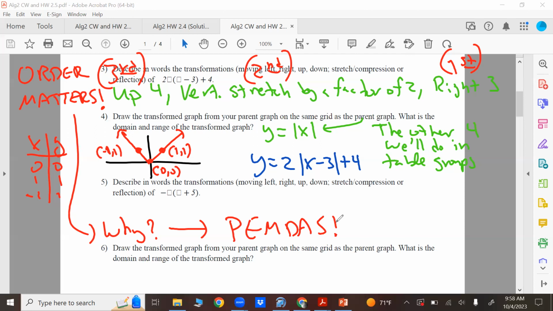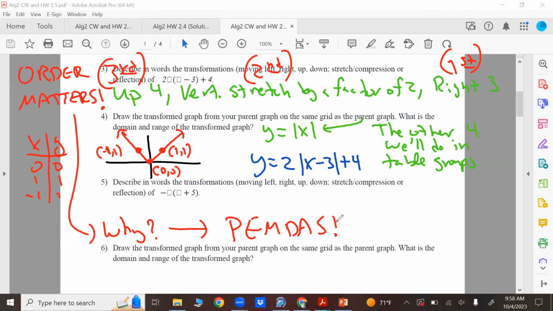What comes after the P, the E? I don't have an exponent, so don't worry about it. What comes after the E, the M? Is 2 being multiplied? You bet. What comes after the M? D, and I have no division, don't worry about it. What comes after the A, no addition? So the P, the M, the A. I have a parentheses, right? Because inside the bracket, the absolute value, I have multiplication. So very, very important. You have to state it in the right order. Actually, I kind of messed that one up. I should have said right 3 first, then vertical stretch, then up 4.